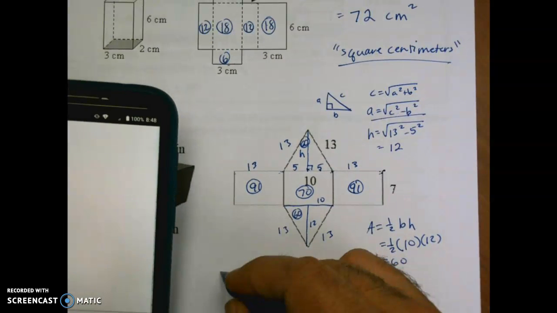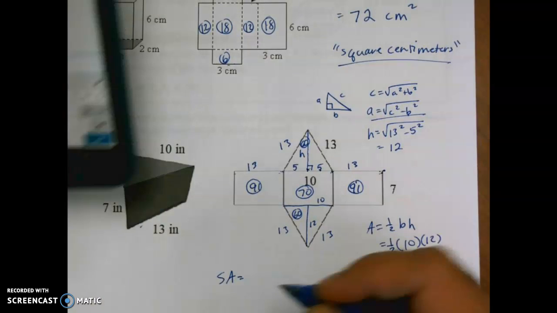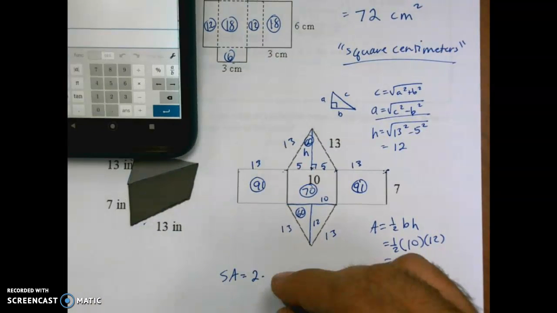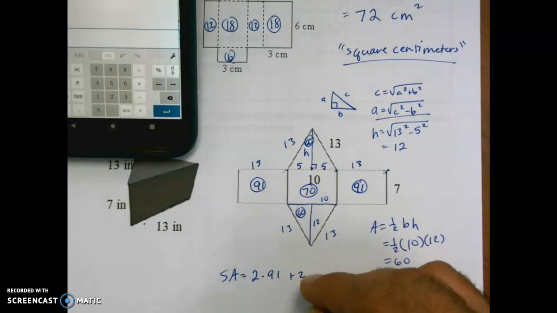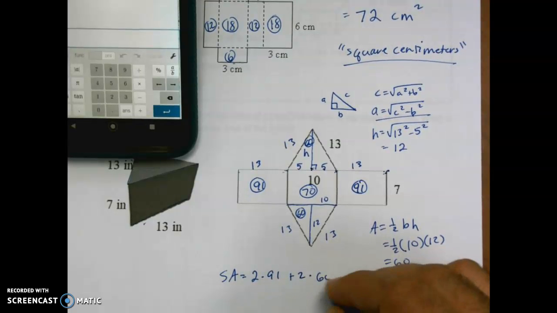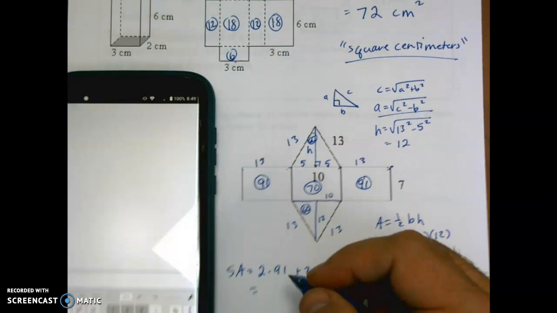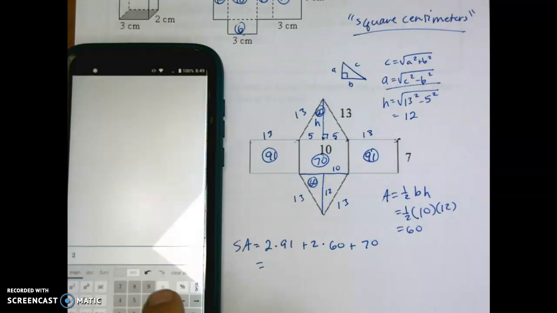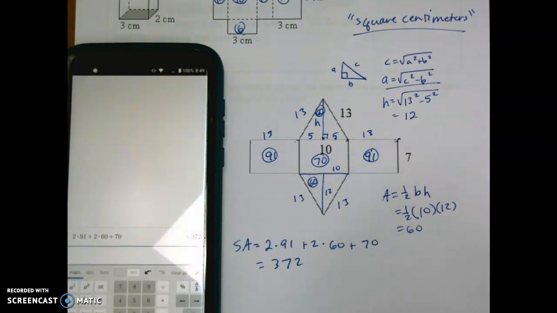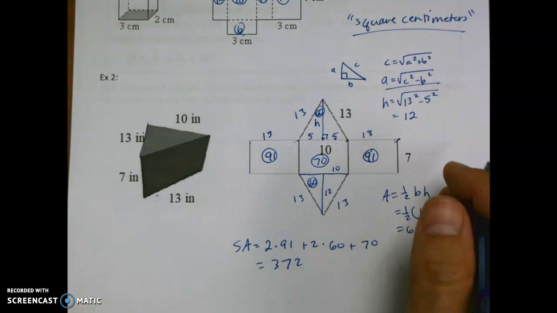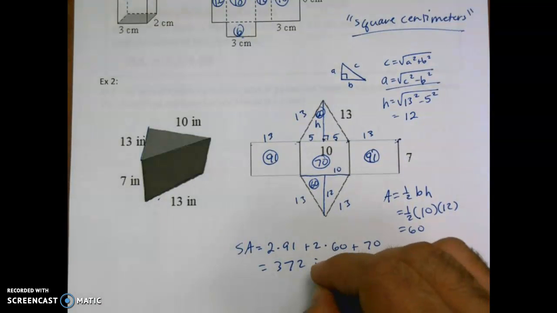So my surface area is going to be, well, there's two that are 91, and there's two that are 60, and there's one that's 70. So if I get my handy dandy calculator out, 2 times 91 plus 2 times 60 plus 70, I end up with 372. What are my units going to be? Well, it says inches, so the units will be inches squared.